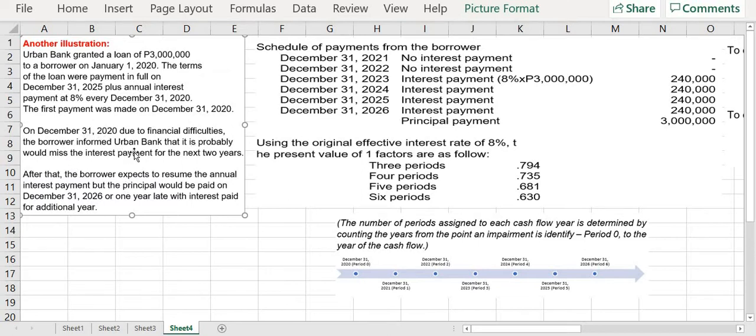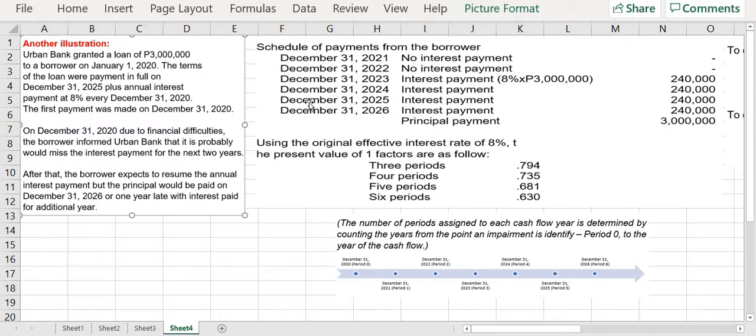Okay? So, after that, the borrower expects to resume the annual interest payment, but the principal would be paid on December 31, 2026. Ayan, so na-move din ang payment ng principal. Okay? So, diba, that's December 31, 2025 yung original term. Pero ni-restructure siya, minove on December 31, 2026. Ayan. And on December 31 also 2020, nag-inform again si borrower na hindi siya makakapagbayad ng interest for the next 2 years. Okay, which brings us to the schedule of payment from the borrower.